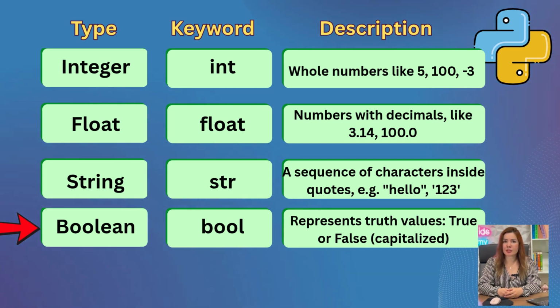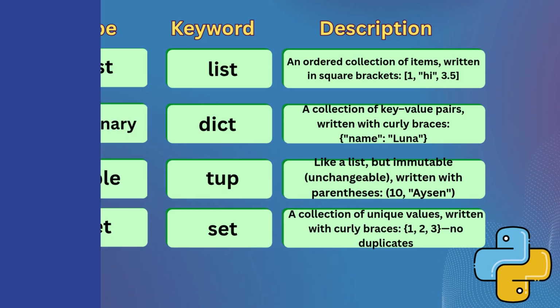In Python, the bool type is used to represent truth values. You can only have one of two possible values, True or False. These are used when you want to check if something is correct or not, like whether a condition is met. Just remember, True and False always start with a capital letter.